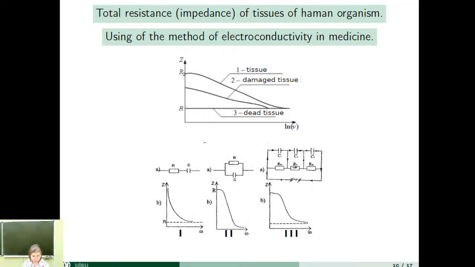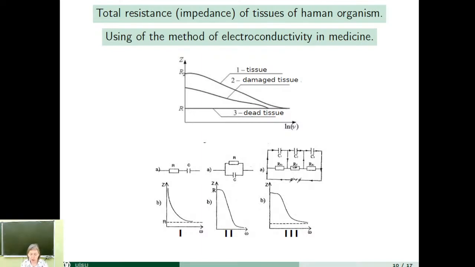On the picture are curves of dependence of resistance of muscles on frequency, curves of dispersion. The zone of dispersion of electroconductivity usually varies in the interval 10 to the power of 2 to 10 to the power of 8 Hz. The dispersion of electric conductivity of living tissue at low frequencies is connected with polarization, but with increase of frequency, the polarizing phenomena will decrease.